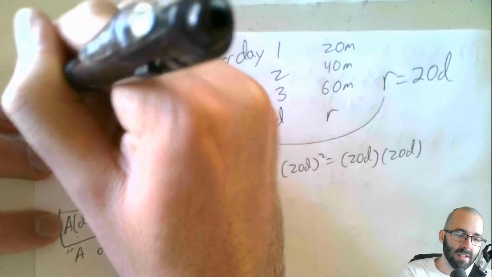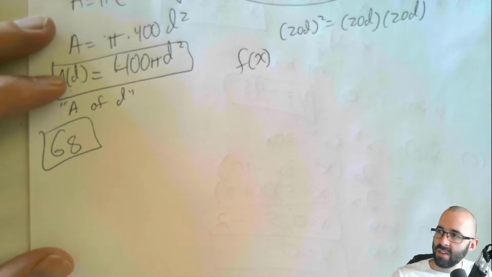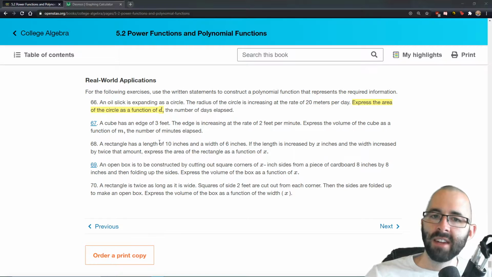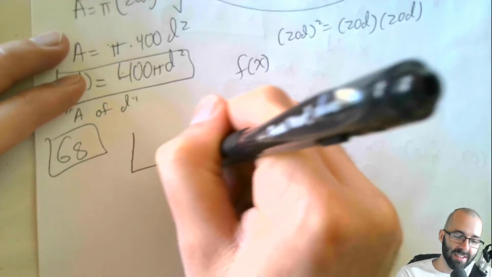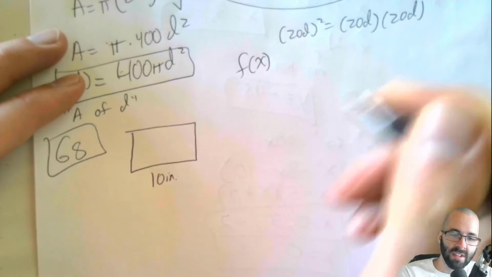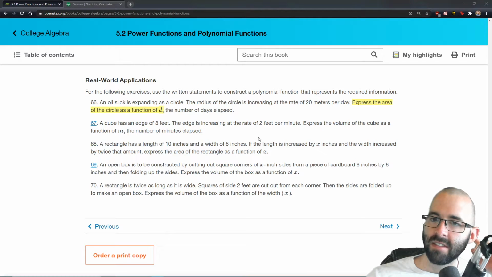Okay, and that's 66. We're also doing 68 together, just to give you a little hint on how to do these ones. 68 says we have a rectangle with a length of 10 inches and a width of 6 inches. I'm going to stop right there. We have a rectangle. I'm going to write that down. There's a length of 10 inches and a width of 6 inches. Okay, good. If the length is increased by x inches and the width increased by twice that amount, express the area as a function of x.